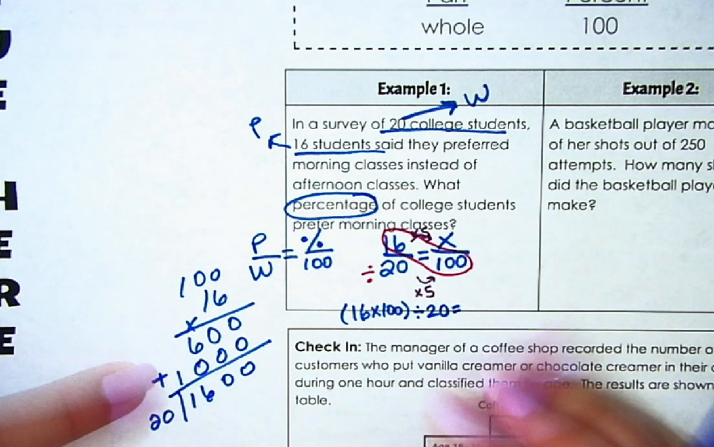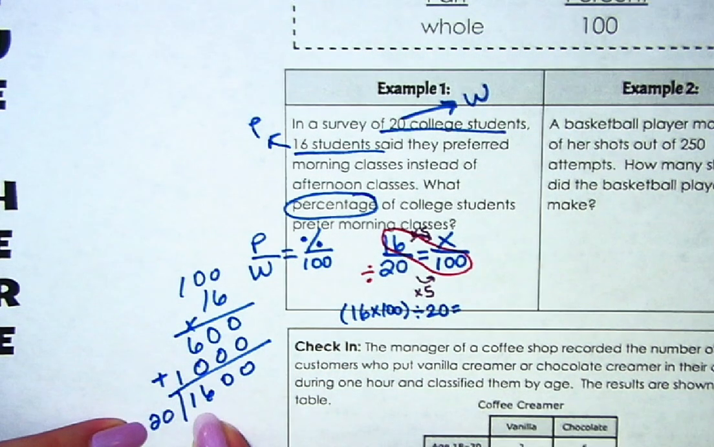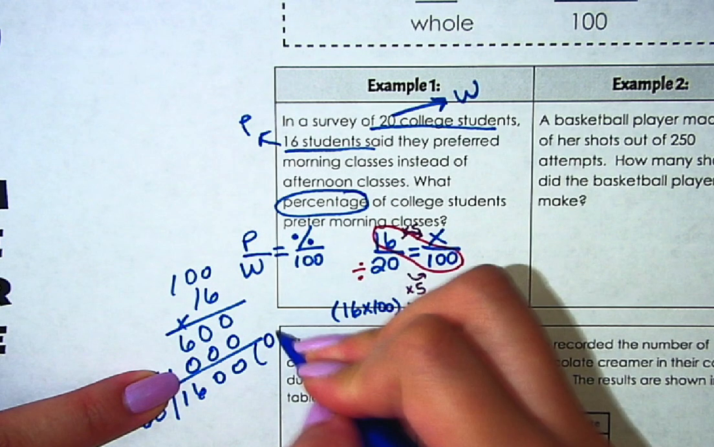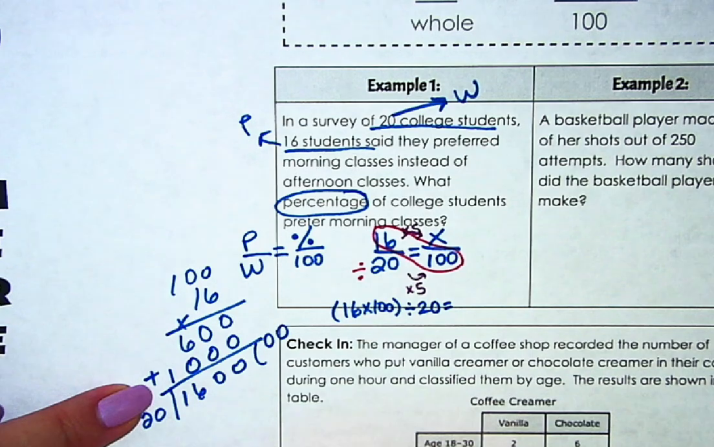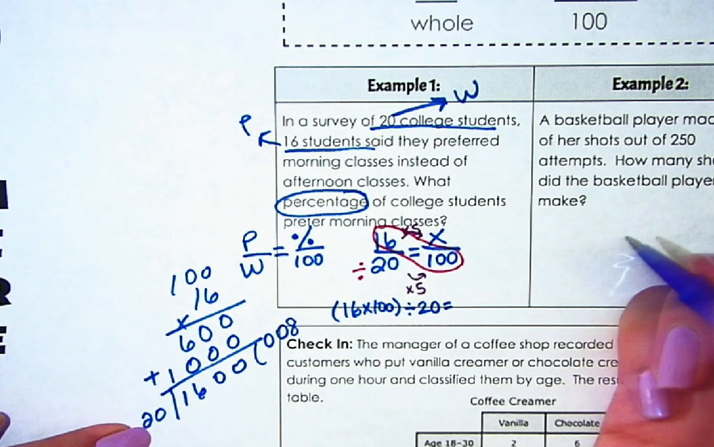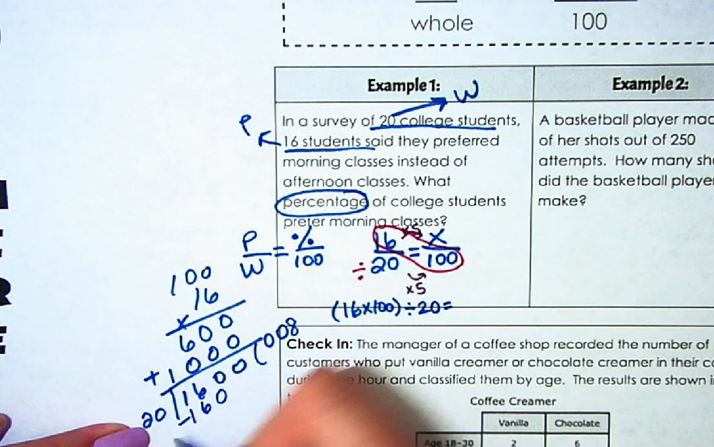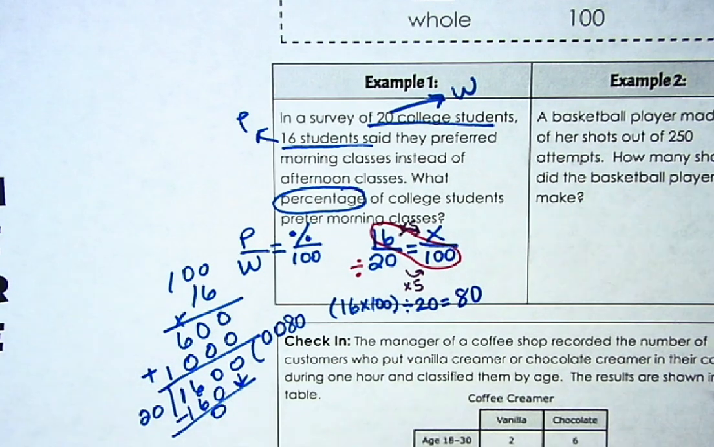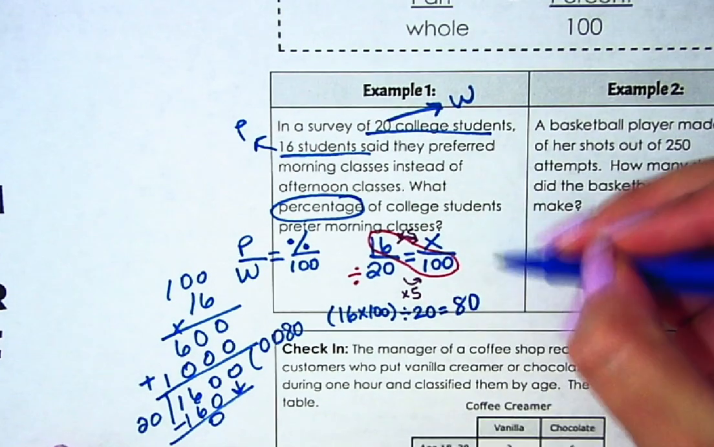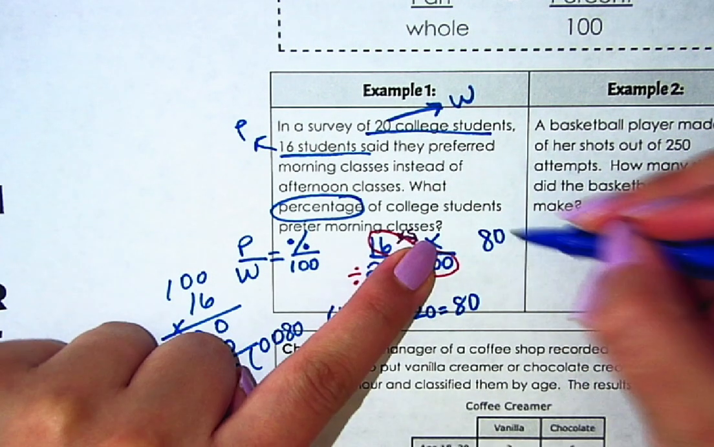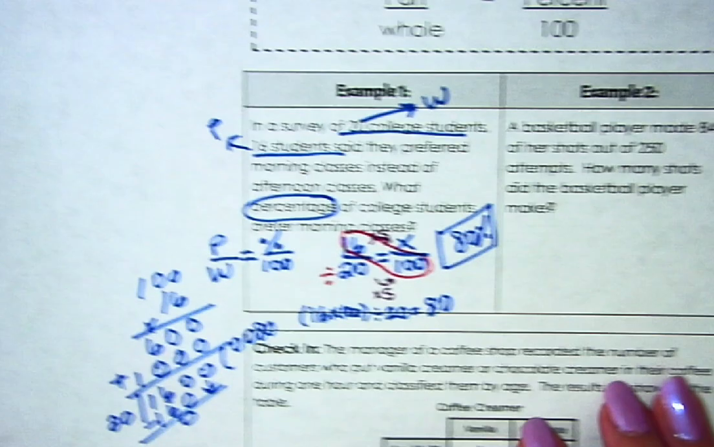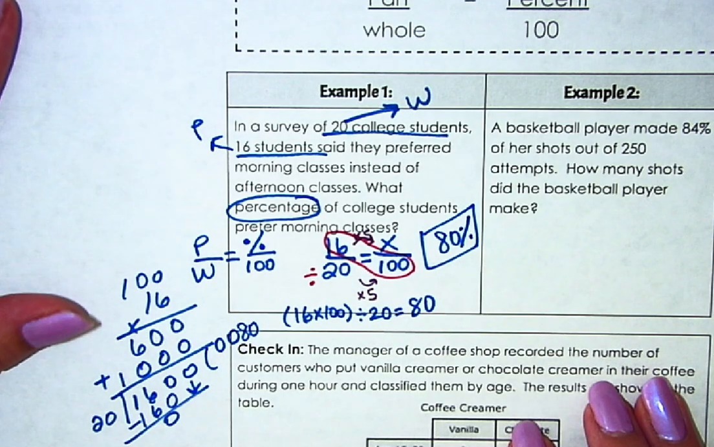Now I got to divide by 20. 20 cannot go into 1. I'm going to put a 0. 20 cannot go into 16. 20 can go into 160. 8 times, minus 160. Then I have a 0 left. So my answer is 80. Okay, so the answer is 80. Remember, it's in the percent spot, so 80 percent. And that's it. It's very similar to what we've done before, but you're just doing two sides.